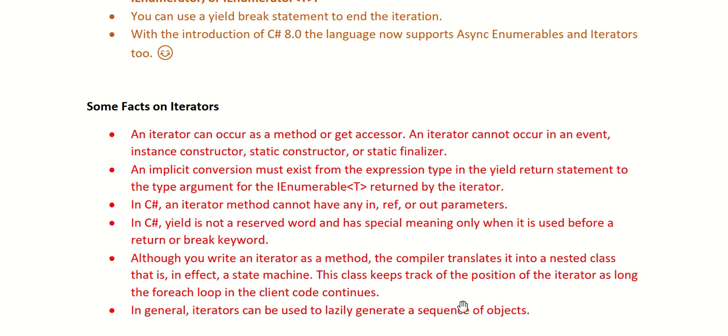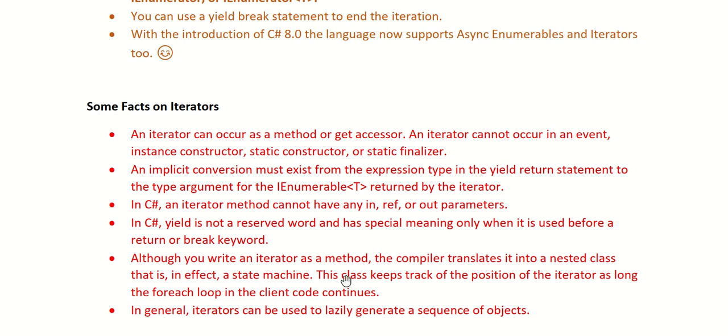Move on. In C#, yield is not a reserved word and has special meaning only when it is used before a return or break keyword. Do remember, yield is not a reserved word in C#. It has its special meaning only when it is used before a return in order to return an element one at a time, and in order to break the iterator when you use yield break, so that the process of creating a sequence or a collection of elements can be broken by using yield break.